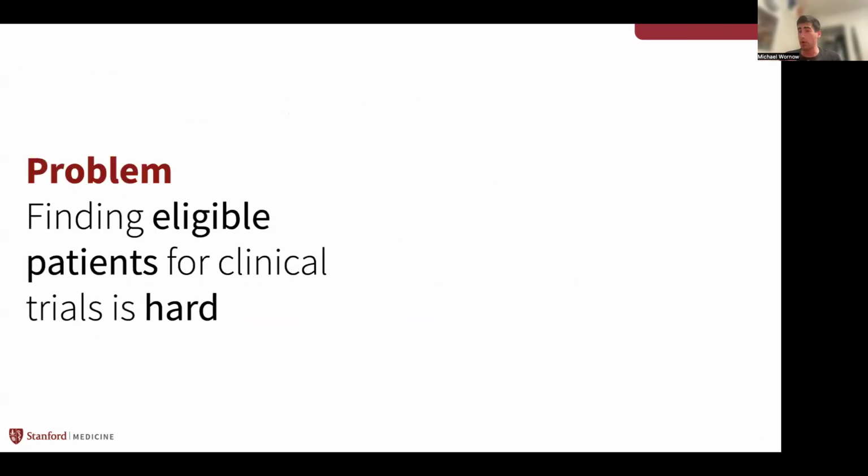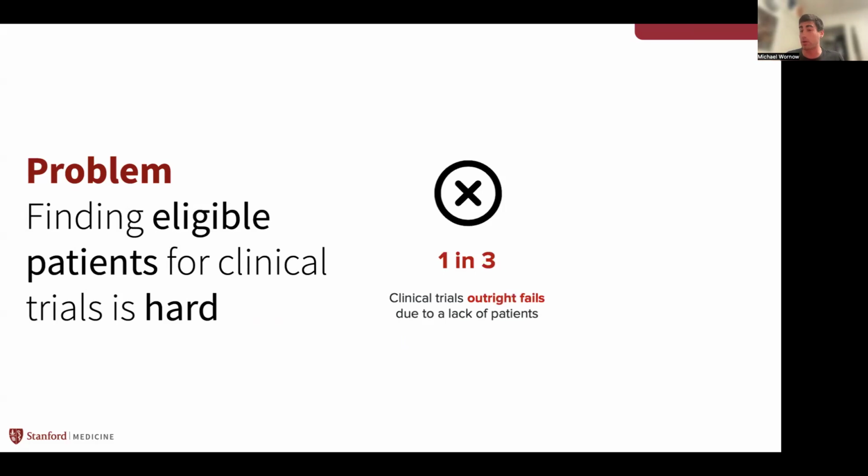To motivate the problem setting, the problem in a nutshell that we were trying to tackle in this project was that finding eligible patients for clinical trials is a very difficult process, as anyone who's worked on a clinical trial can vouch for. The stats are very alarming. At a macro level, almost a third of clinical trials fail because they simply can't enroll enough patients. This has nothing to do with whether the drug's safe or efficacious. It's simply an operational failure to get enough patients to enroll in your trial.